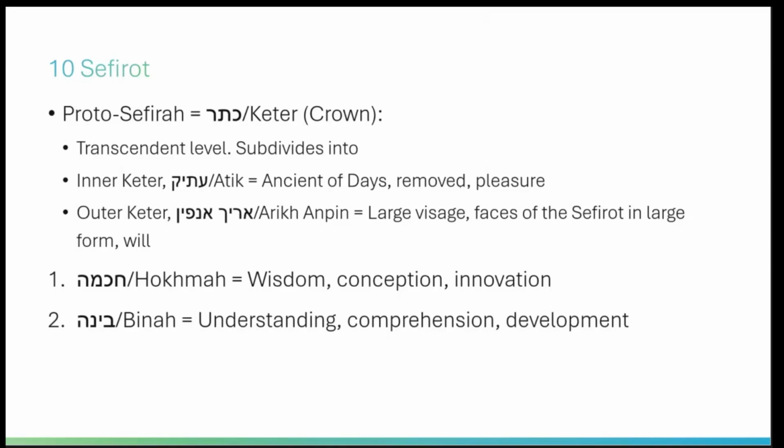The second one is Bina, which is generally translated as understanding. Again, a more precise translation would be comprehension. If you have the conception, the flash of the idea in Chokhmah, then Bina is like digesting that idea or development. Like thinking it through and figuring out all of its applications, all of its consequences, all of its corollaries. So that is the level of Bina.